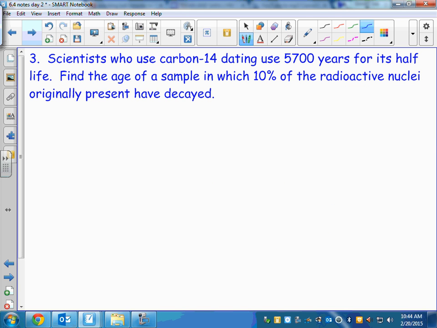Let's look at this. See, look, this is why I'm annoyed, because look at this problem. I took this problem from the book. After the same problem that said carbon-14 was 5,730 years, they said scientists who use carbon-14 dating use 5,700 years for its half-life. What? Like, why did they change it? Isn't science supposed to be exact?